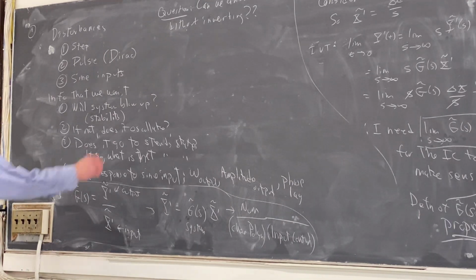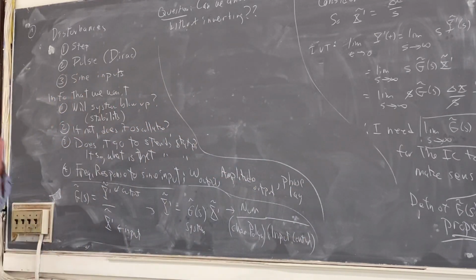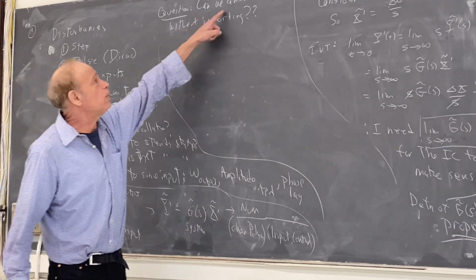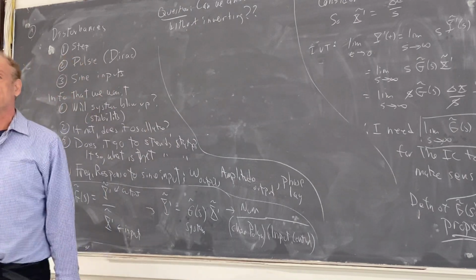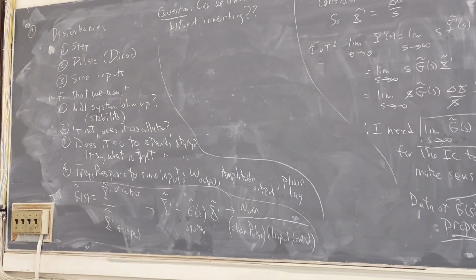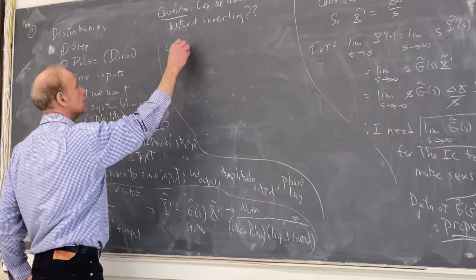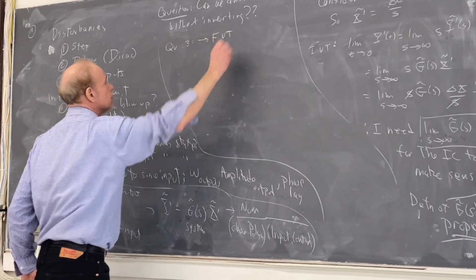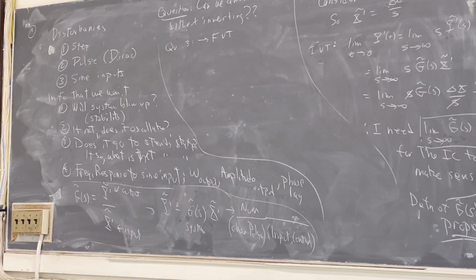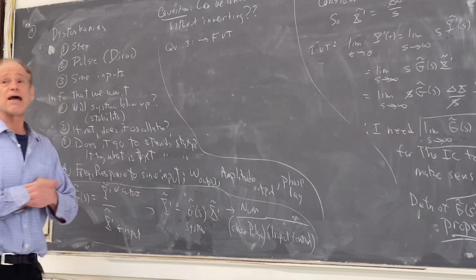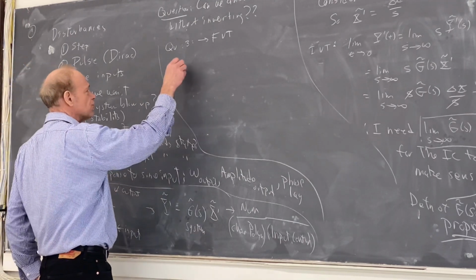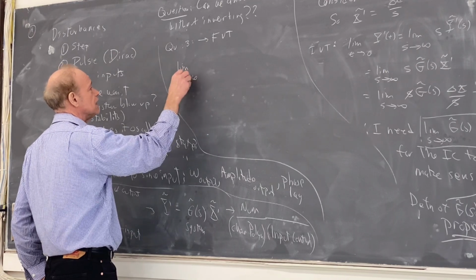So let's start with the simple ones that we've sort of done already. Can we answer 1 through 4 without inverting? Let's look at the ones we've done already. Does it go to a steady state? And if so, what is that steady state? Well, that one, question 3, we can use the final value theorem. So let's answer question 3 right now. For question 3, I want the limit as t goes to infinity. Does this exist?